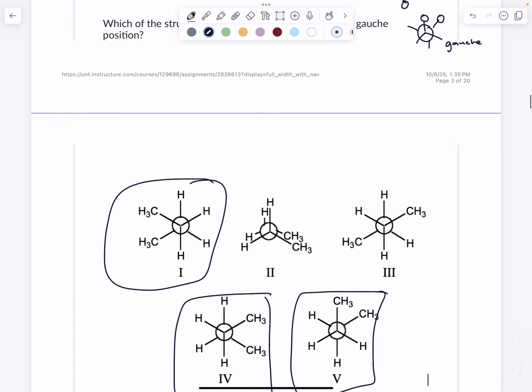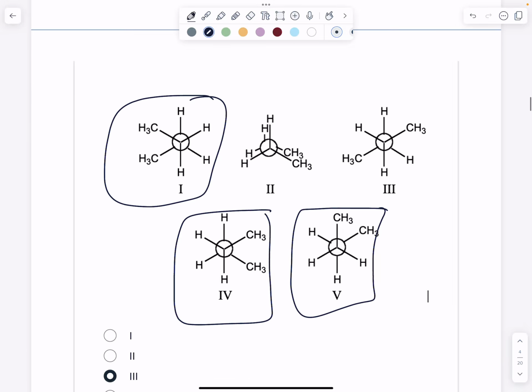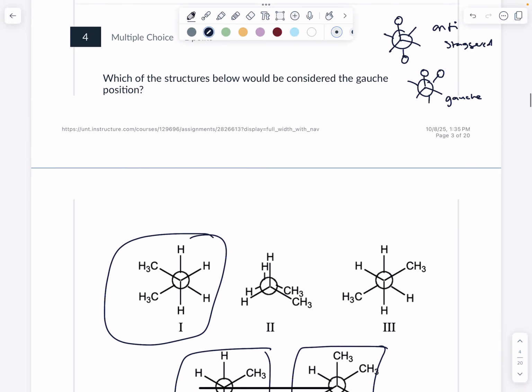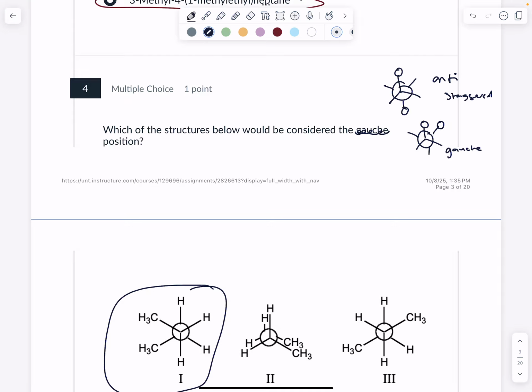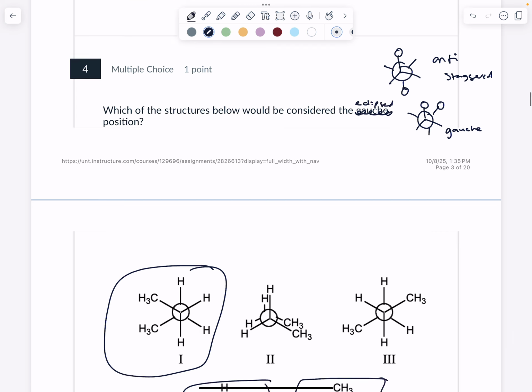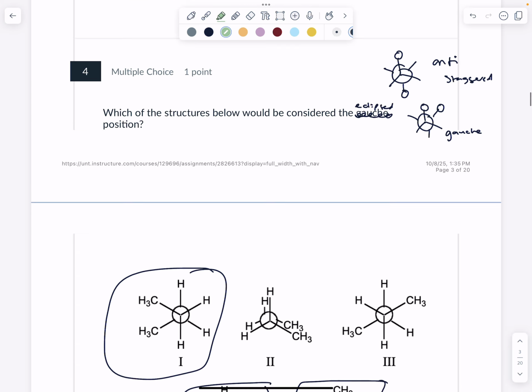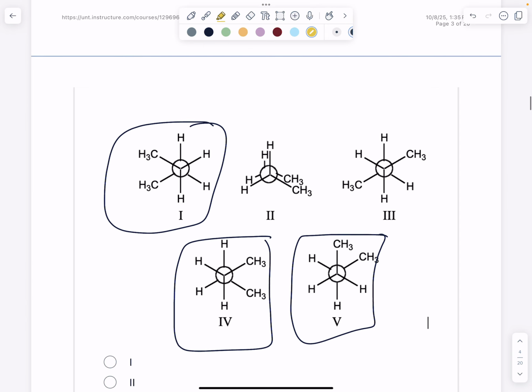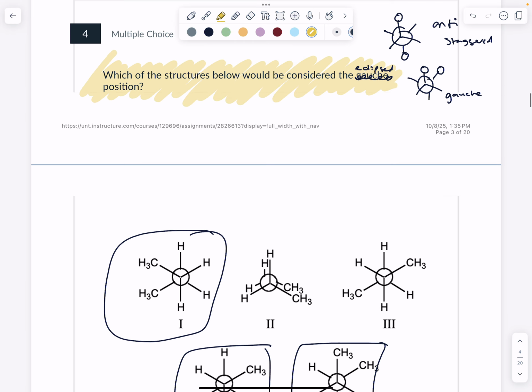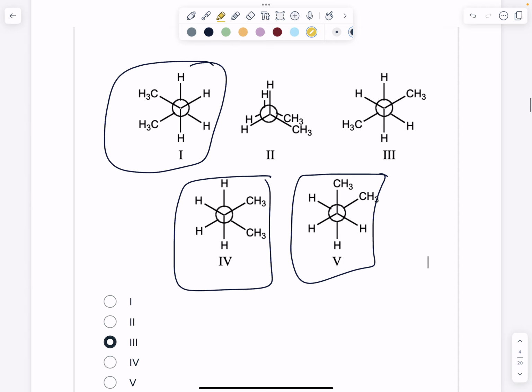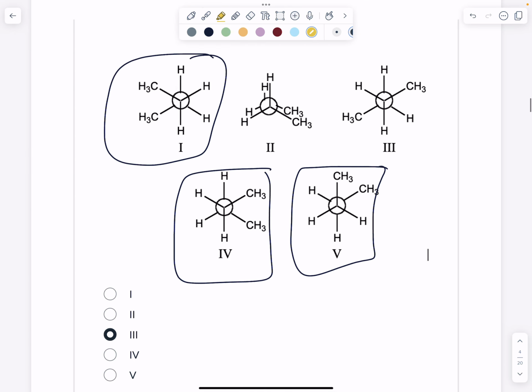So I will probably adjust this question and ask instead which would be considered the eclipsed position. So I'll change this. This is my first error. This question will be slightly different when you see it on your test. Either I'll change the answer choices or I'll change what it's requesting. I'm not sure. I need to look at that.